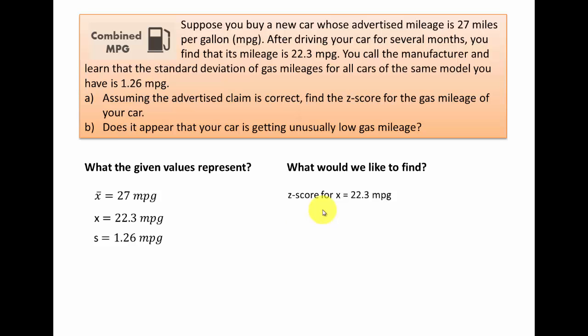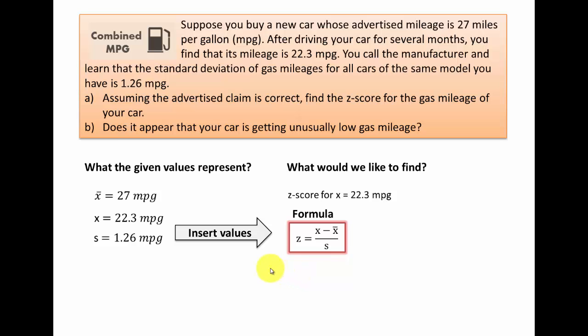We need to recall the z-score formula. z is equal to x minus x bar, all divided by s. Now, we insert our values into the z-score formula. Why don't you give it a try first before I reveal the work?